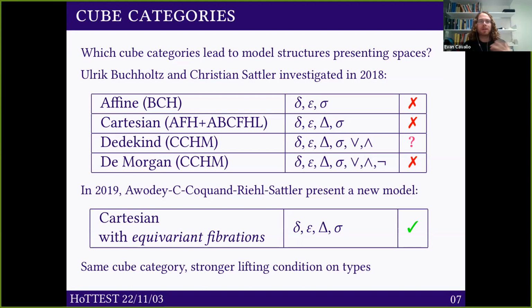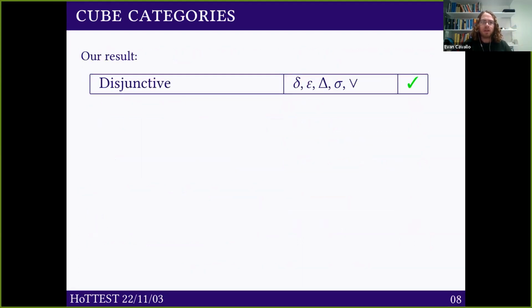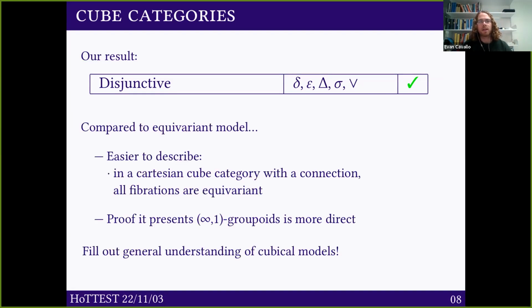Now what I'm talking about today is the second one. What Christian and I discovered is that if you take the 2 points on the interval, the degeneracy, the diagonal, permutations, and just one of the 2 connections, then doing the original Sattler model construction, not putting in equivariance, you also get a model structure that presents spaces. Comparing this to the equivariant model we already have, it's a little easier to describe.